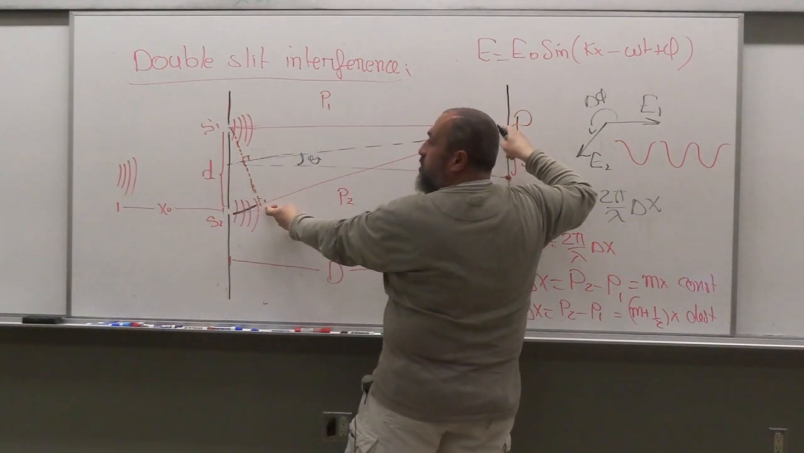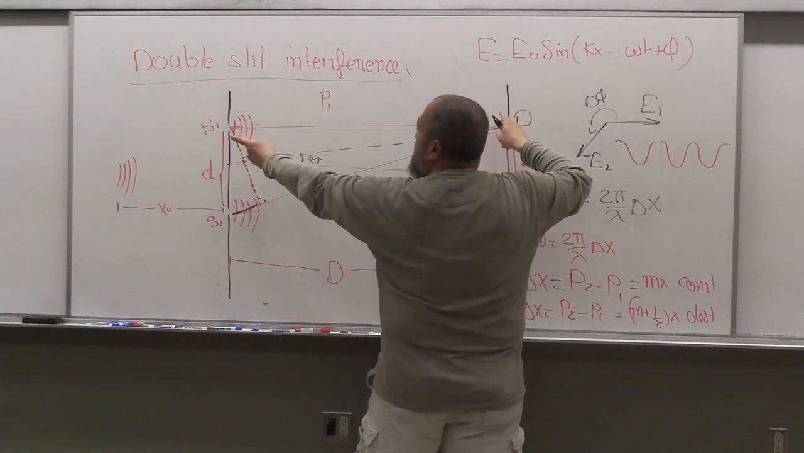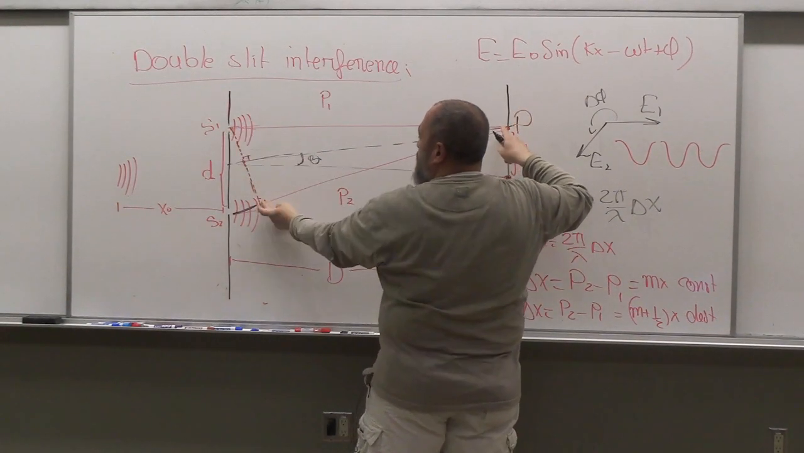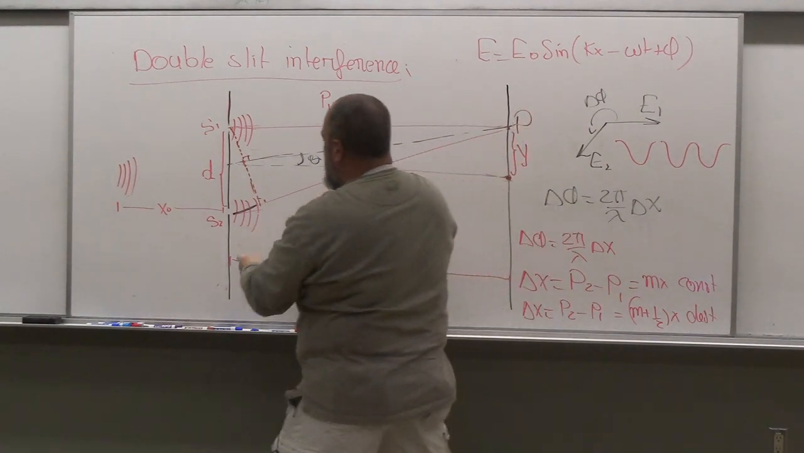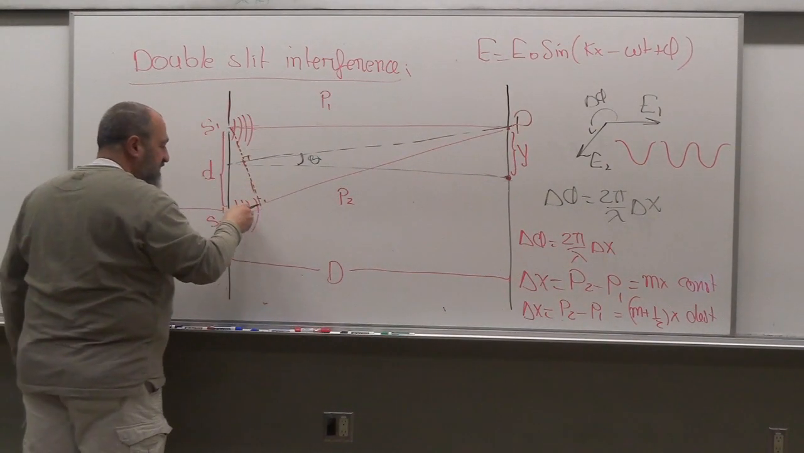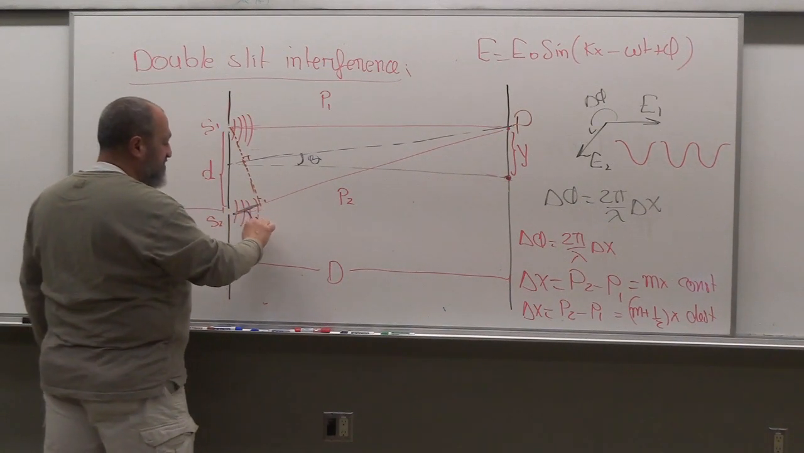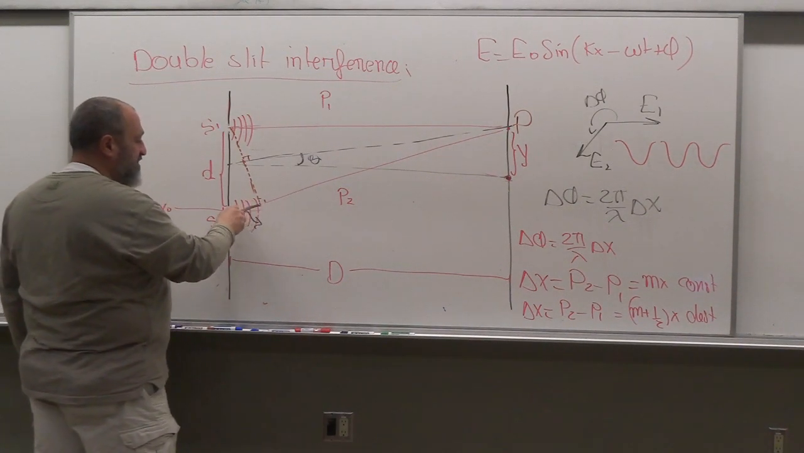So this path is the same as this path. So the paths are equal from here on. And the path difference, which is key, is this distance here. That is your path difference. And that guy will become critical for other discussions later. That path difference is delta x.